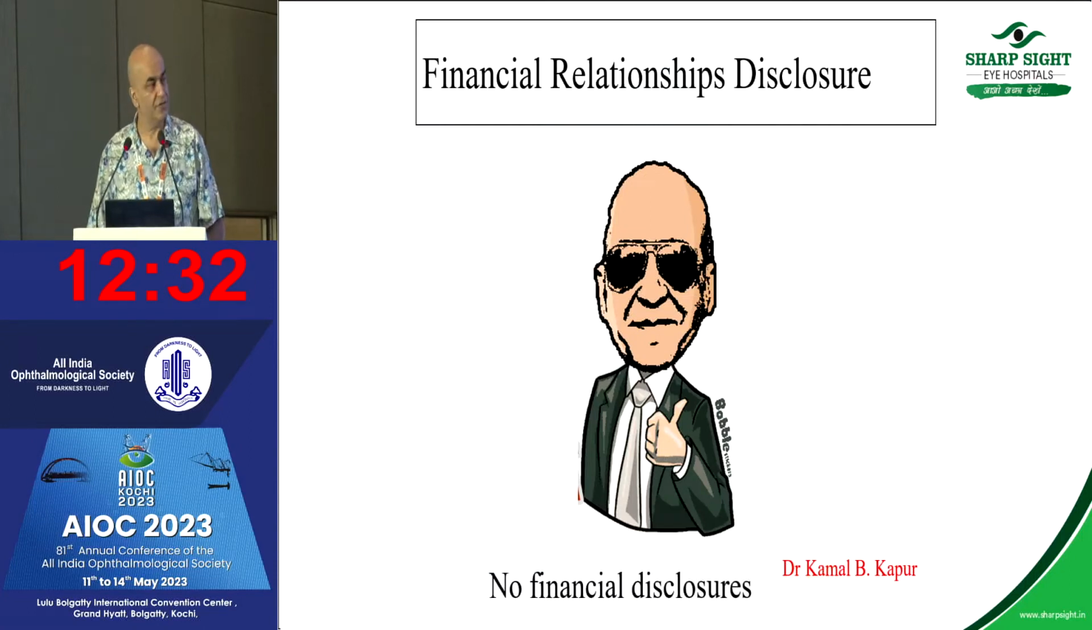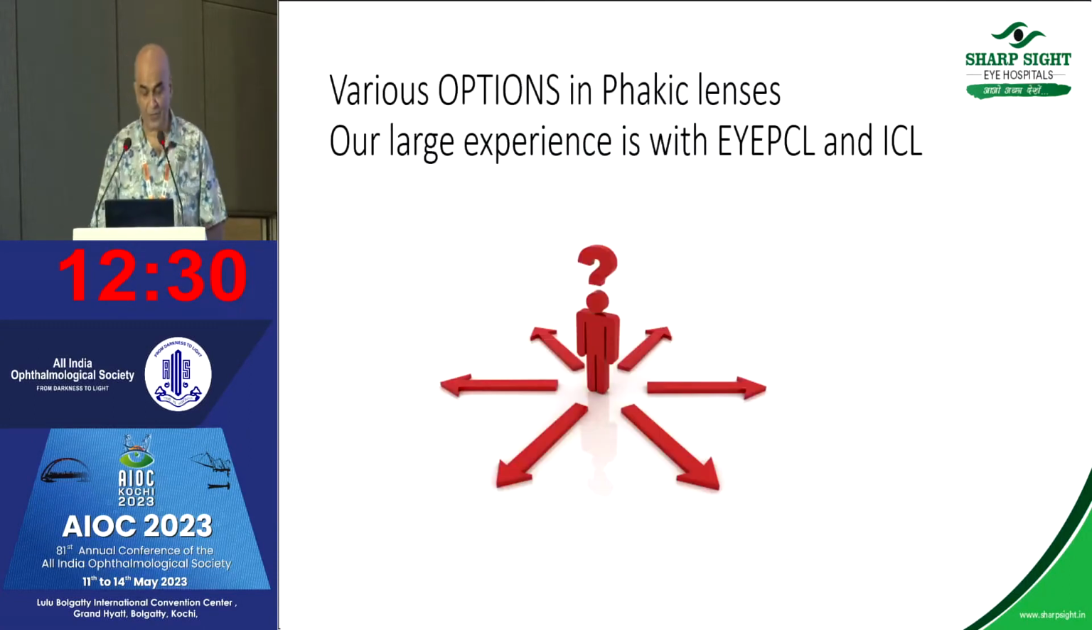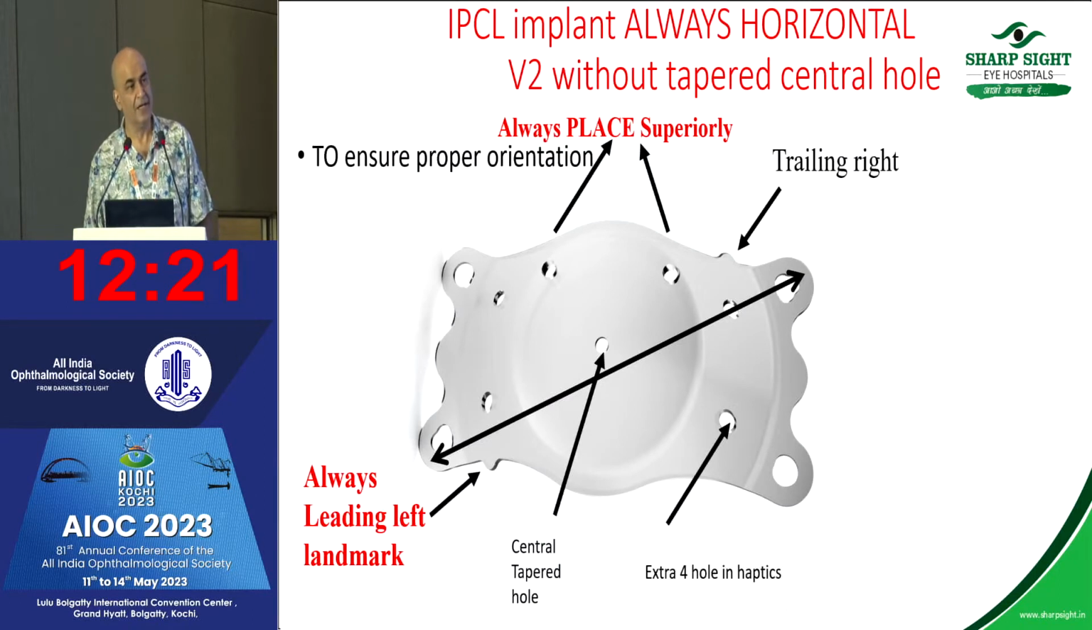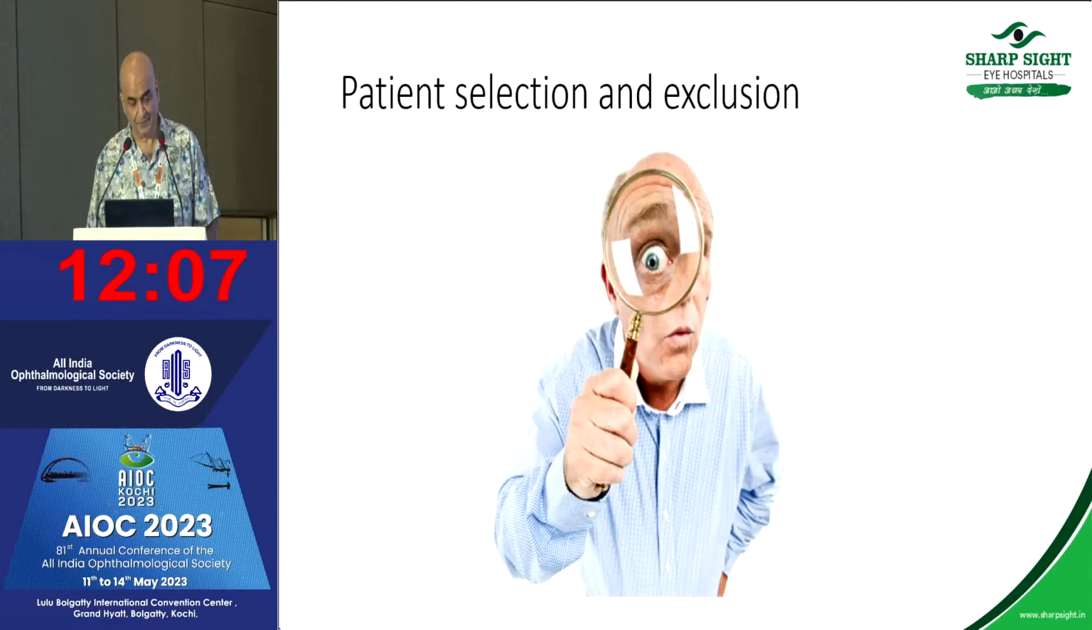I have no financial relationship for any of the products I'll be talking about. There are various options available for us, but I'll be talking about an IPCL because that's the largest experience I have. That's how the design of the lens is. Whenever we talk about the length of the lens, it's the diagonal length, not the linear or horizontal length. So the size you get on the box is this length.